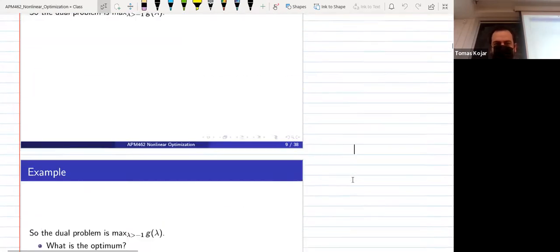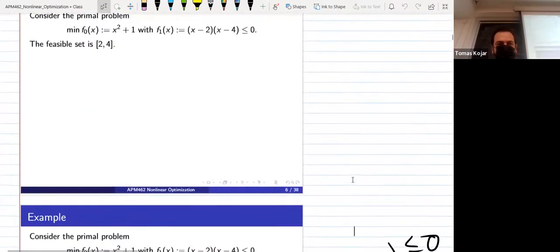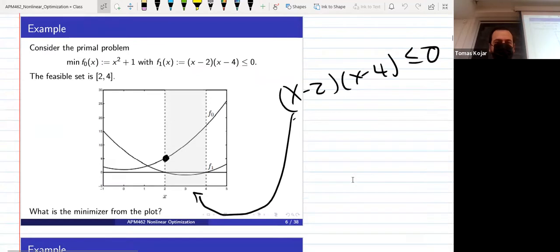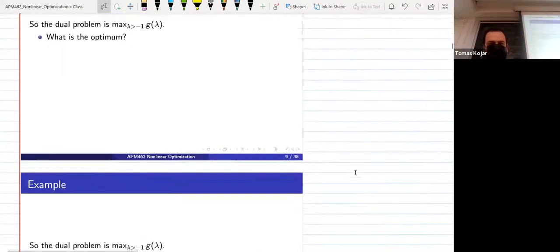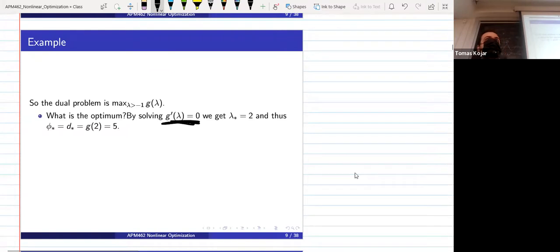Then you plug 2 back into your function and you get 5. You can eyeball that the minimizer is 2, so if you plug it in, you get 2 squared plus 1, which is 5. So this is F star, okay? And then for the dual problem, you take its derivative. I'm not going to do it. It's disgusting. You set it to 0, and you get again 2, which is 5 if you plug it in. So you have strong duality.